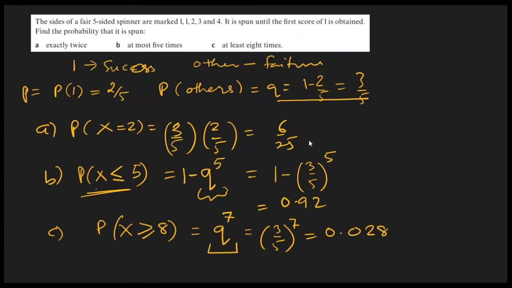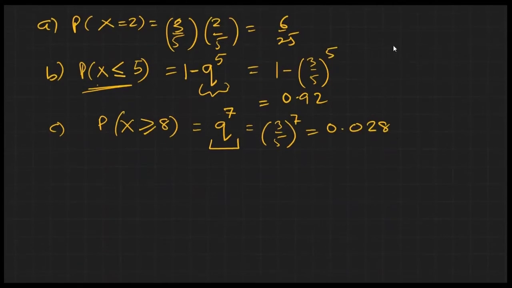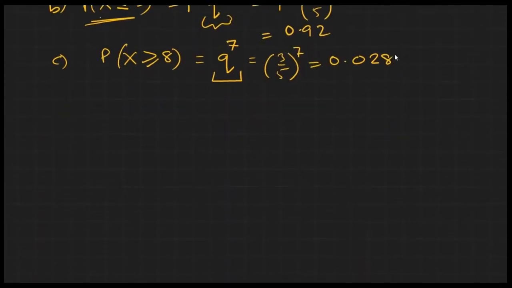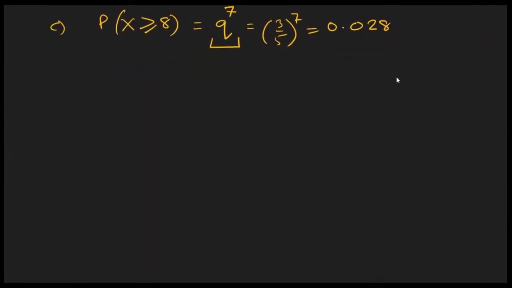And this will be 0.028. So this is the summary that in geometric probability distribution, we fail for several number of times, but there is only one success at the end, and we stop after that success.